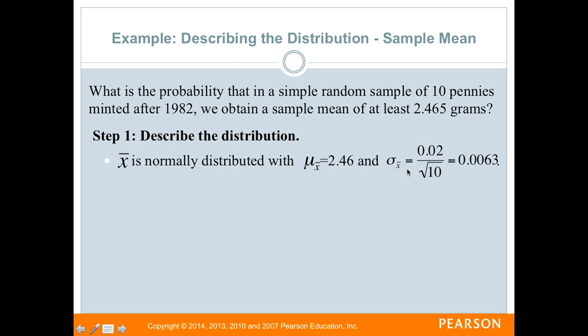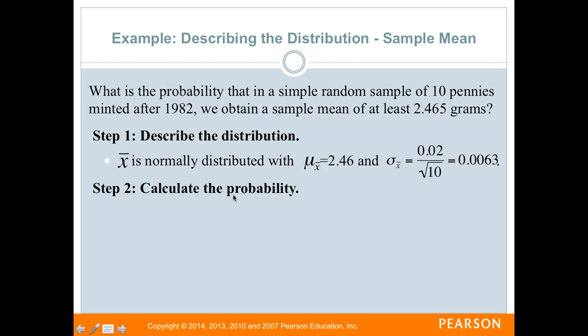And in order to find our standard deviation, all we do is we take the given standard deviation, which was 0.02, and divide it by the square root of n. In this case, we have a sample size of 10. So we take our 0.02 and we divide it by the square root of 10, and you should get 0.0063 here. So at this point, we have a mean and we have a standard deviation. The mean is just the same as it was from the population, and the standard deviation we calculate by taking the population standard deviation and dividing by the square root of our sample size.